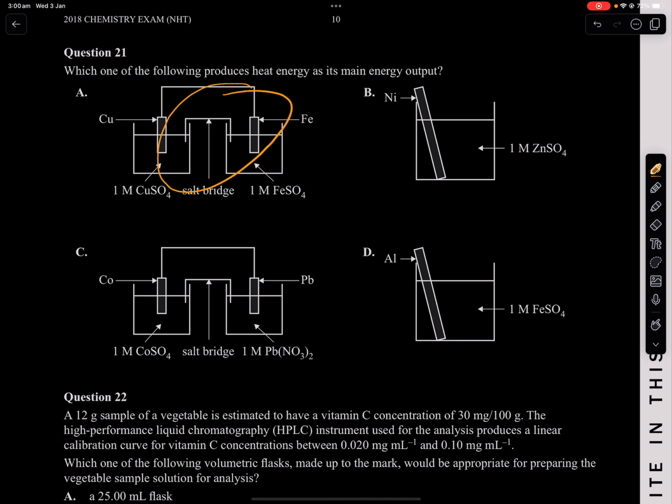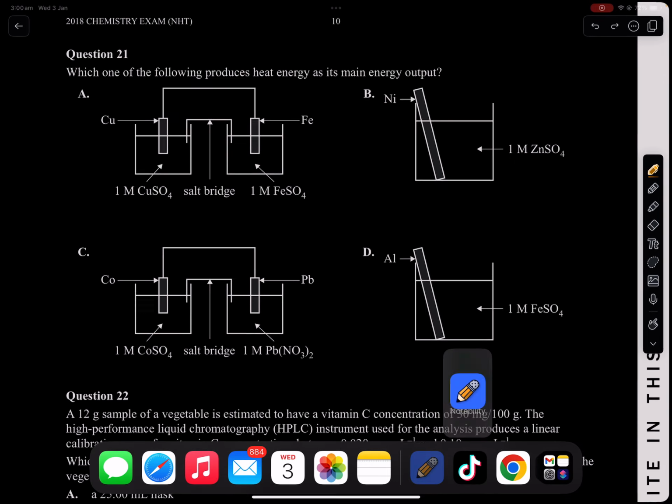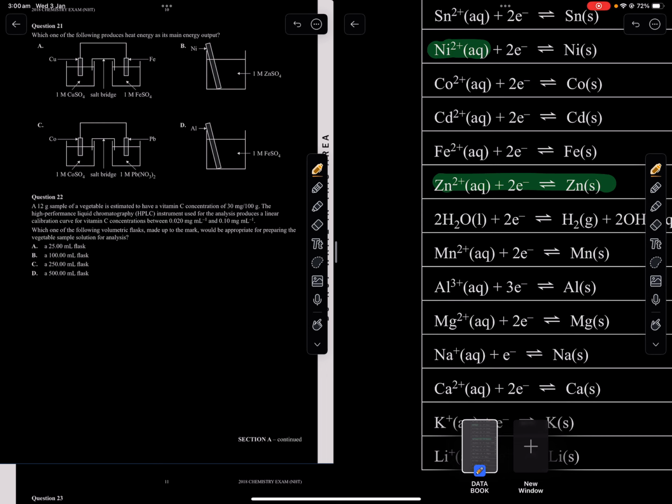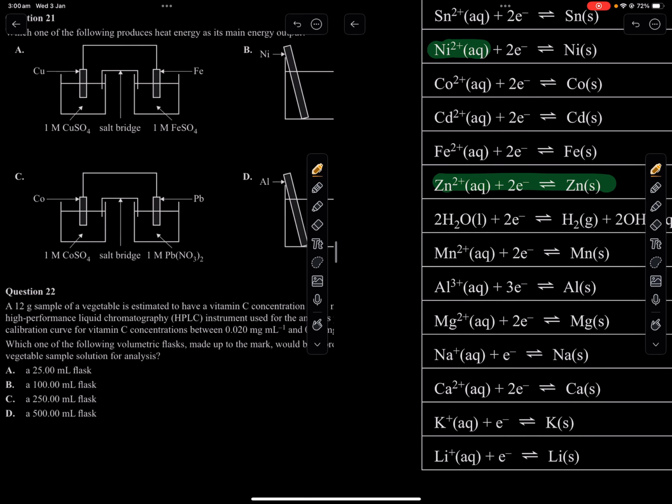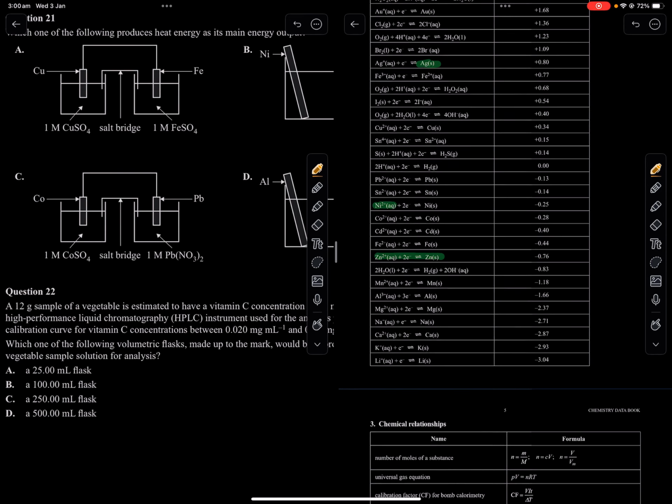Question 21. Which of the following produces heat energy as its main energy output? So we have, this one looks like a galvanic cell. Also this one. This one. Okay, we have that. And we have this one. All right. Well, the first thing I would say is see if the reactions are possible. Is there going to be a reaction occurring? So let's go to our electrochemical series. Now remember, the main focus of a galvanic cell is that it converts chemical energy to electrical energy. So if we want heat as our main energy, let's actually try this out.